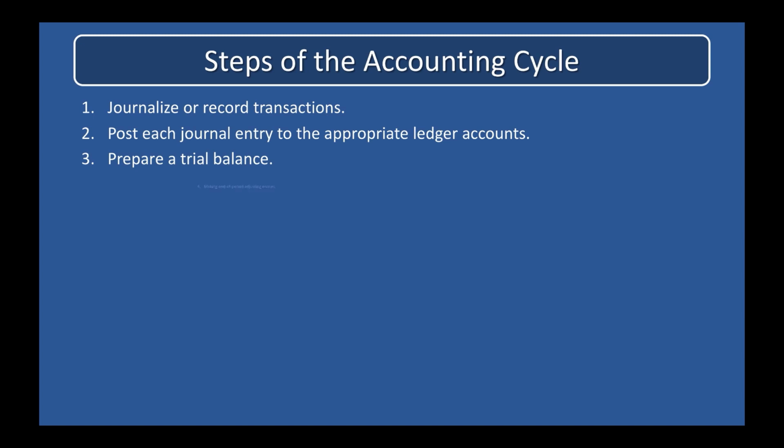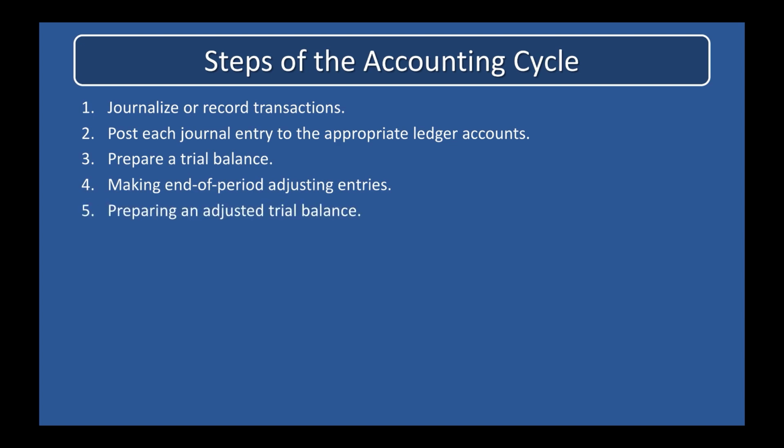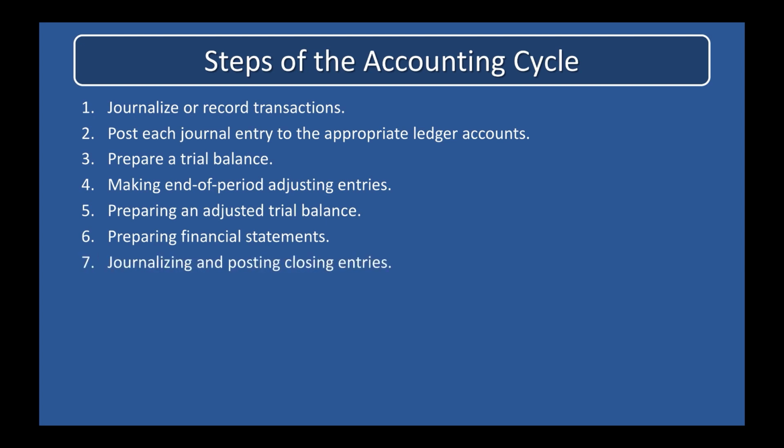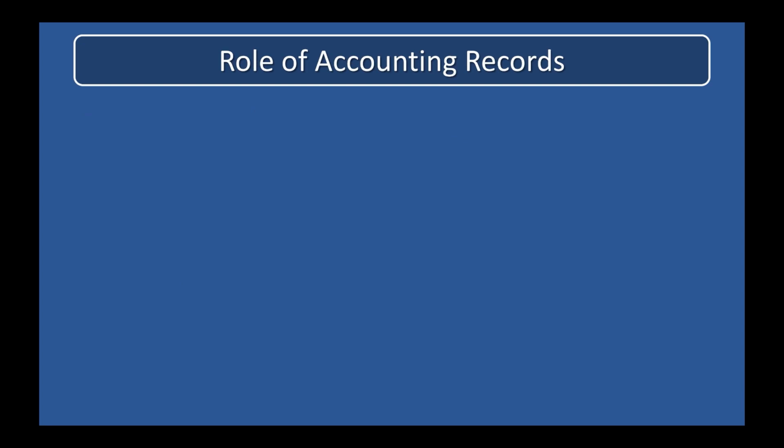They include making end-of-period adjustments, preparing an adjusted trial balance, preparing financial statements, journalizing and posting closing entries, and preparing an after-closing trial balance. The cyclical process of collecting financial information and maintaining accounting records does far more than facilitate the preparation of financial statements.